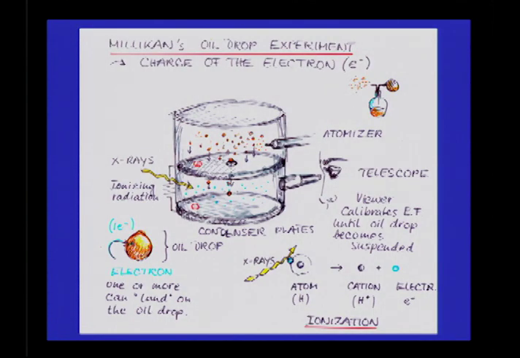Next, a very interesting experiment was carried out by Millikan, an American scientist. And this is the so-called oil drop experiment. The oil drop experiment was ingeniously devised. It was a container with two condenser plates. We have here the positive plate and the negative plate below. An X-ray source was used to ionize the hydrogen gas inside the container.